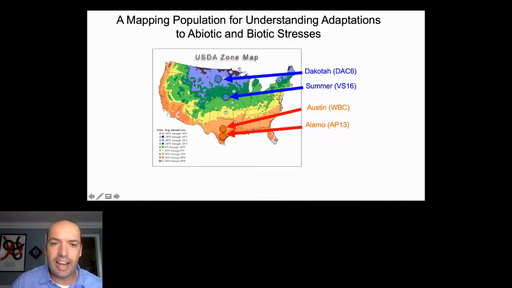In order to understand the genetic basis of adaptation across this large latitudinal gradient, back when I was a postdoc, I set up a genetic mapping population where I took 4 different lines to build a genetic mapping population for switchgrass. This includes Dakota from North Dakota, Summer from Lincoln, Nebraska, and then 2 lowland lines from Texas. So these are upland lines in blue and lowland lines in orange.